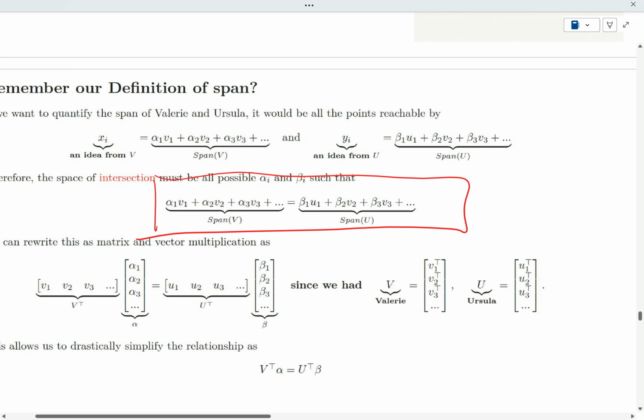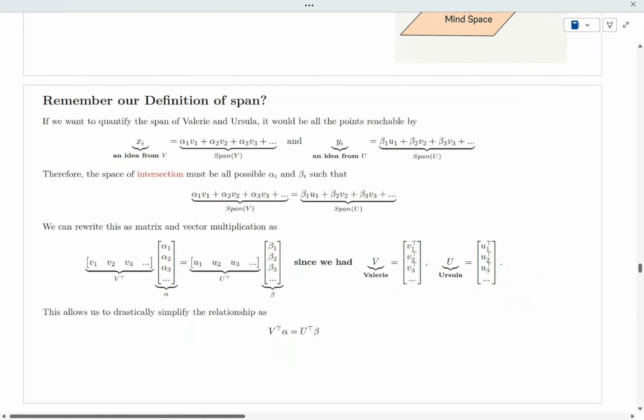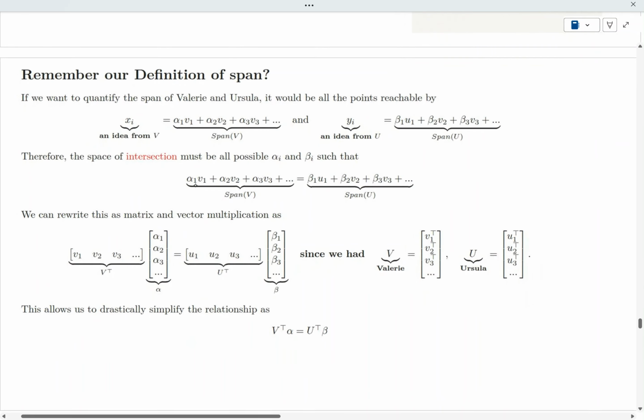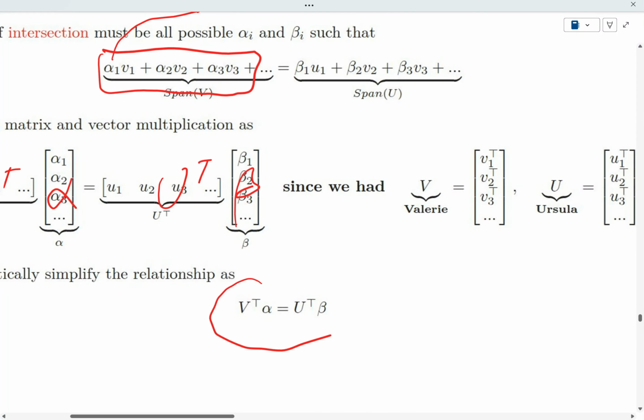Okay. Now we can write this as a matrix, right? Remember, this right here we can write into a matrix by pulling the alpha values out. All the alpha values, here are the v's, and here are all the beta values and u's. And we can now simplify. This is just v transpose, and this is u transpose, and this is alpha, this is beta. So the equation reduces down to here. This defines the space where Ursula and Valerie mutually understand each other.